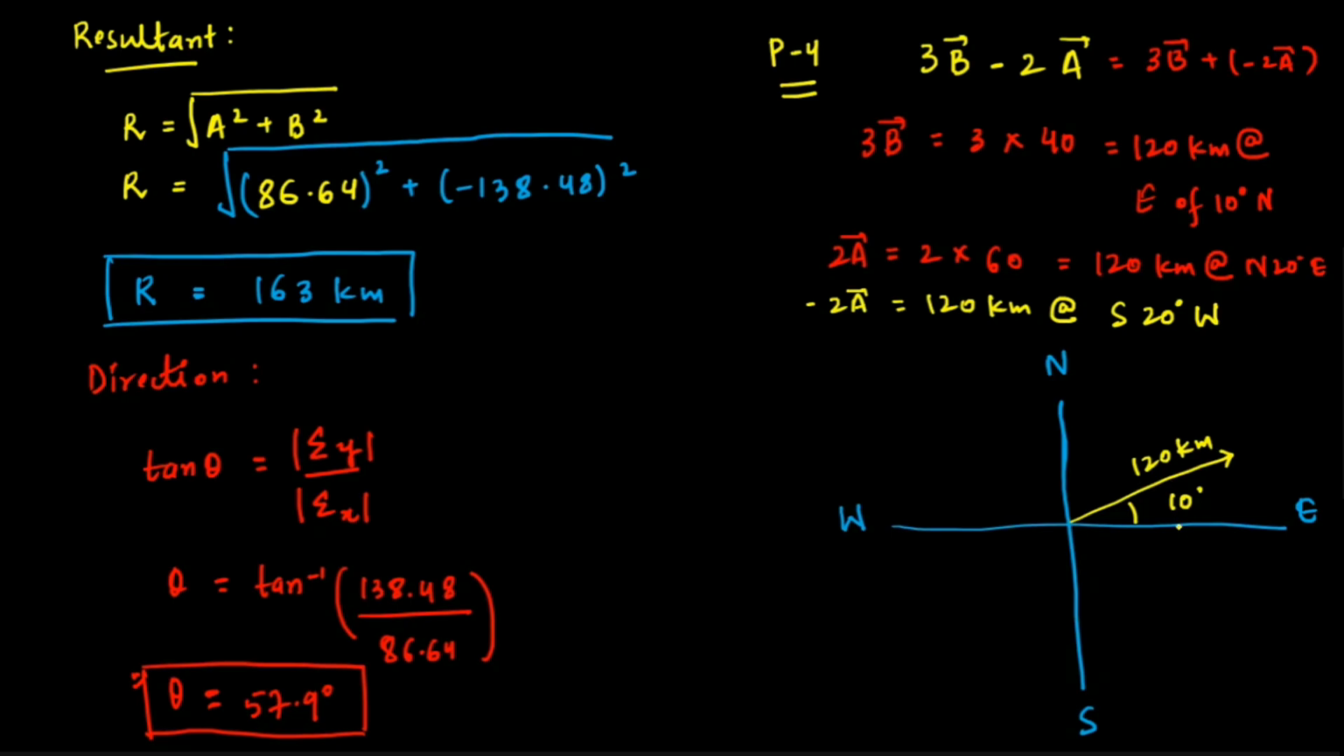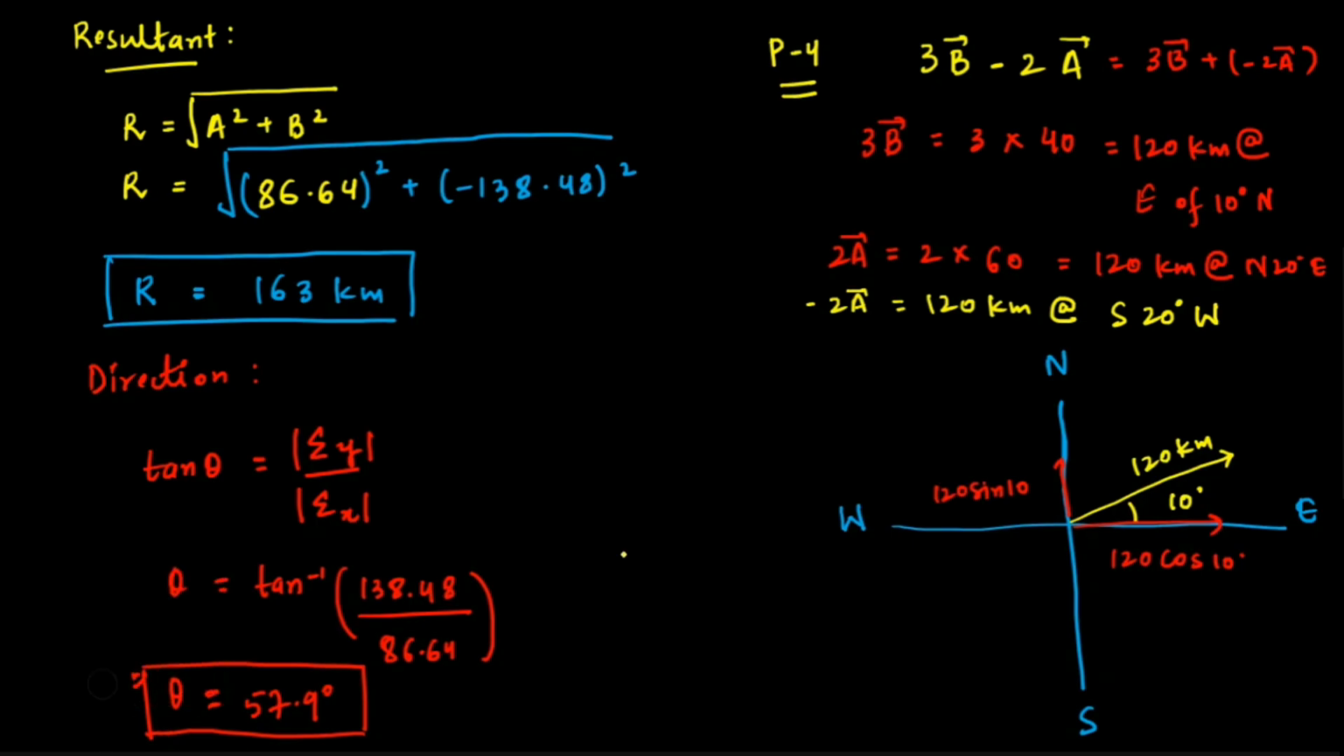That is going to be the next vector. So this will have two components. We'll write its two components. One should be 120 cos 10, and another component is going to be 120 sine 10. That is the important part.